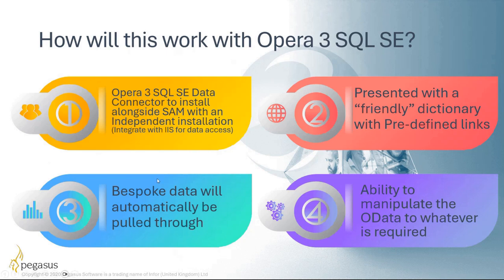Now, a key point of this is if you have any bespoke development in your system, because basically Data Connector creates a big data lake of all the information and all the data that's held within SQL SE, this will also include any data produced from bespoke development. So you can actually report on that. As standard, XRL doesn't do that. So Data Connector may be the way forward if you do have bespoke development that you need to report on.